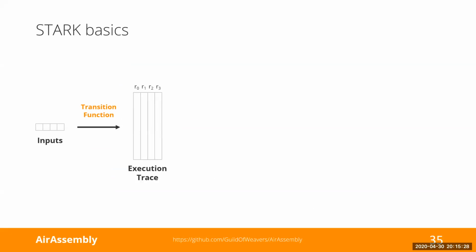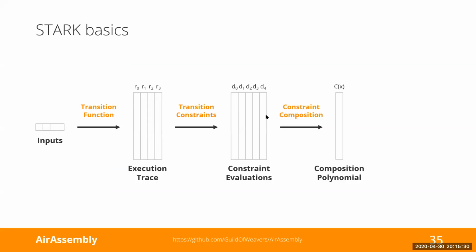So you have inputs, you generate an execution trace, and then you get constraint evaluations. After that, a bunch of things happen: you compose those things into a composition polynomial, and then you apply the low degree proof, the FRI protocol, to generate the actual proof and so forth.